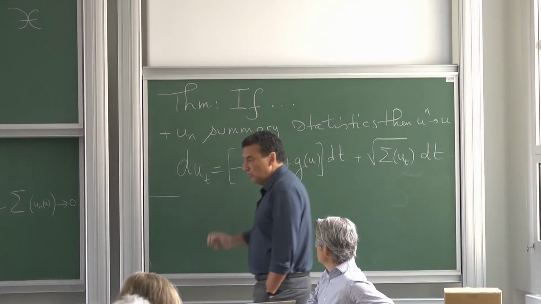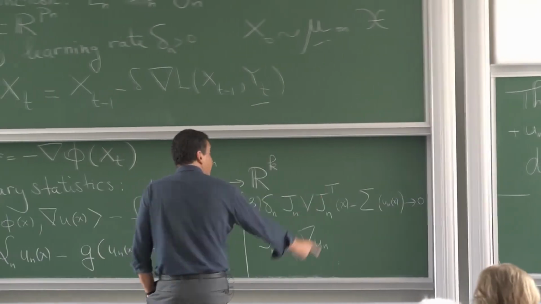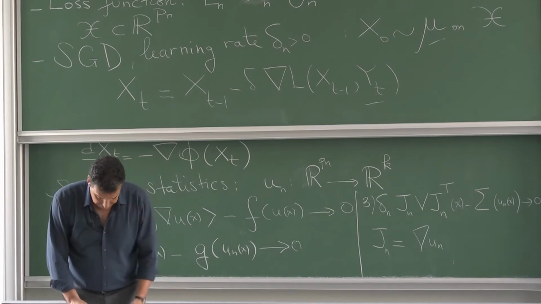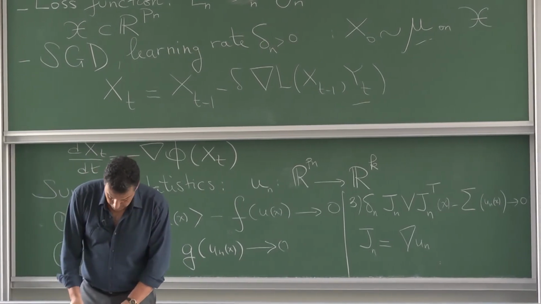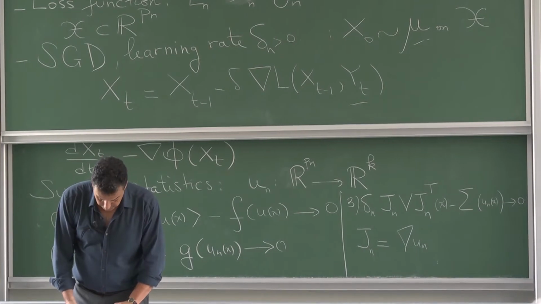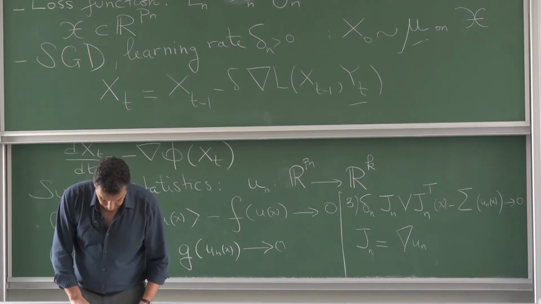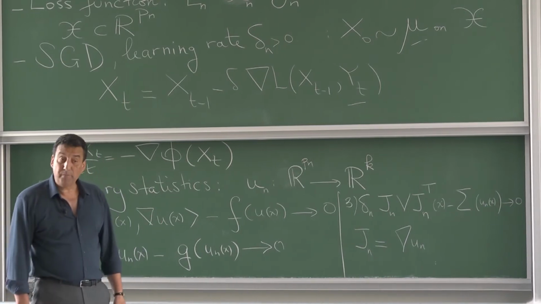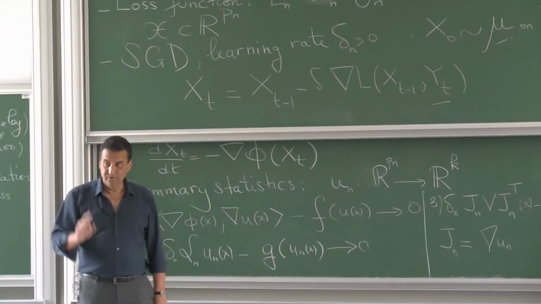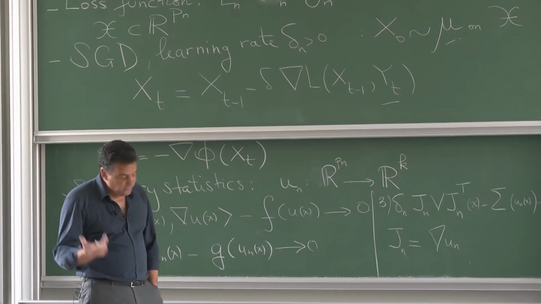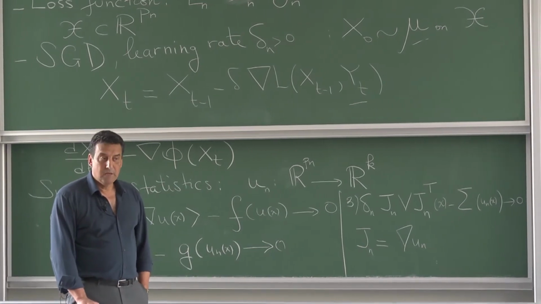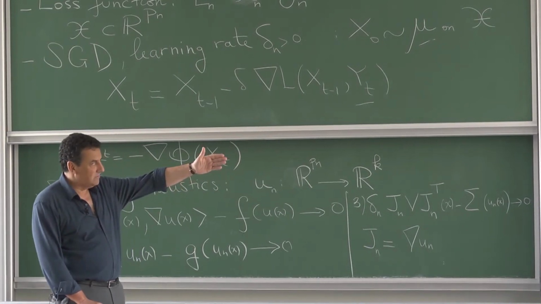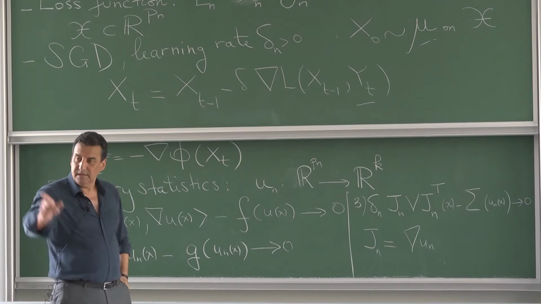So these we call the effective dynamics. F we call the population drift of U. G we call the population corrector. And sigma, the diffusion matrix of U. All right? So for the moment, of course, it's important that I fill in this dot, but the result is this.